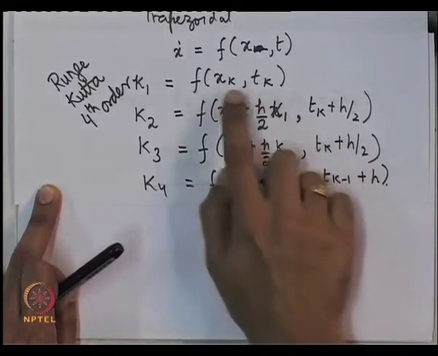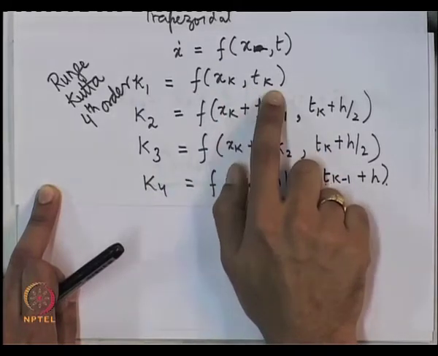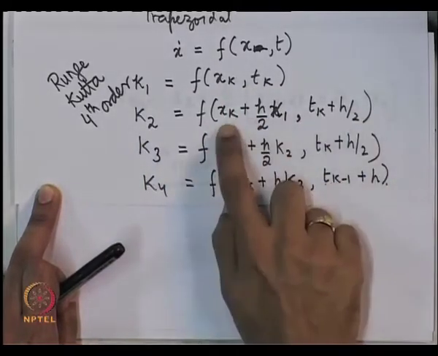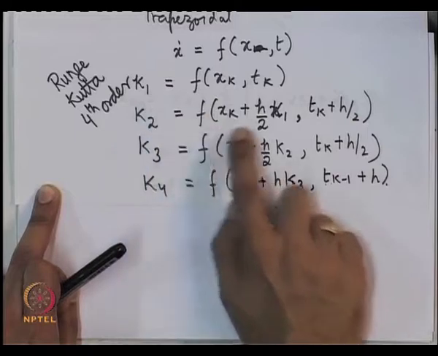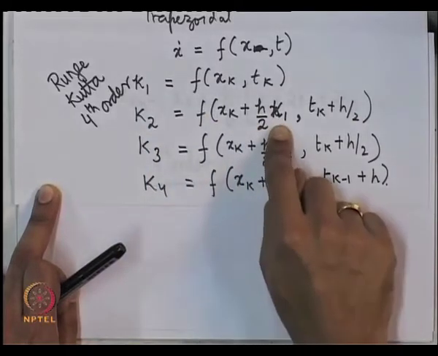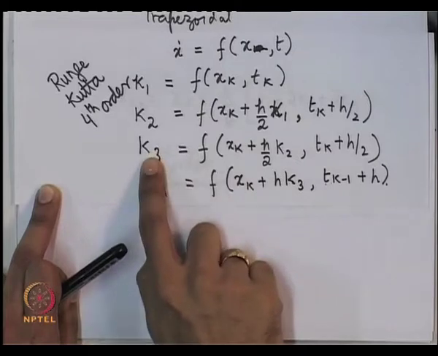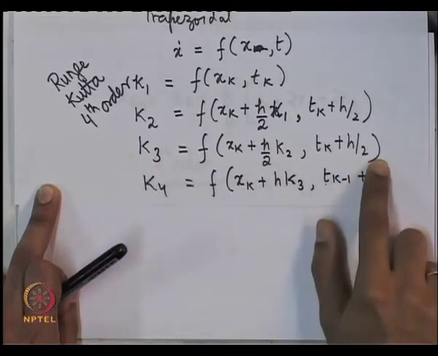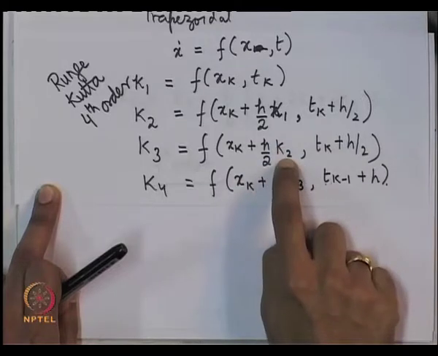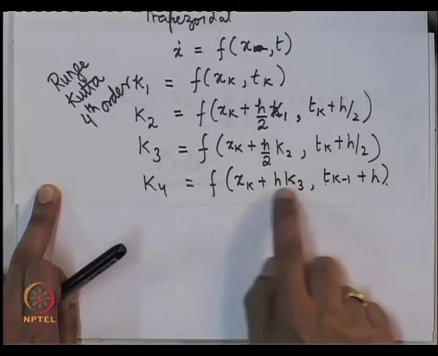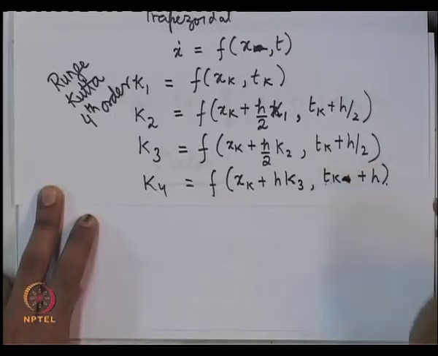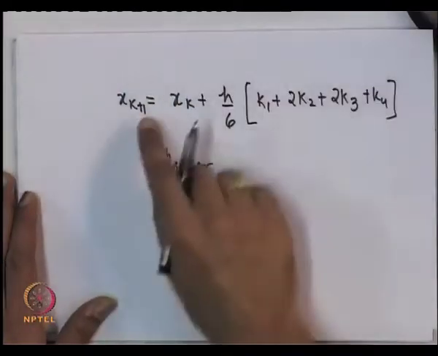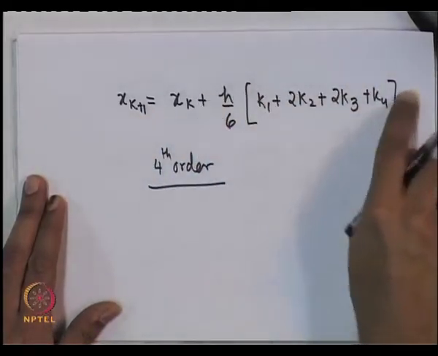You evaluate k 1 first, that is the function evaluation. K 2 is a function evaluation at a slightly different point, which depends on the first evaluation. So, f of x k plus h by 2 into k 1 is evaluated here. Similarly, you have the evaluation of k 3, which requires the value of k 2, and k 4, which requires the value of k 3. So, what you see here, sorry, this is a small error here, is that the final value of x k is a combination of these.